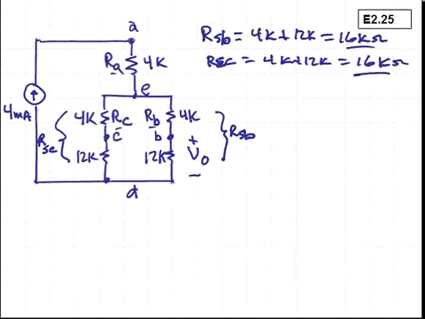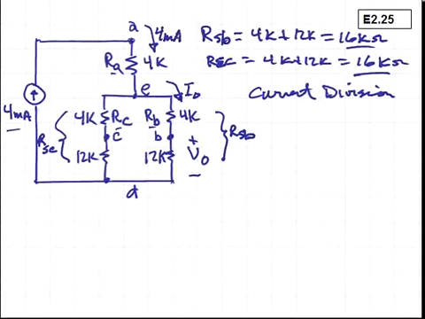Now we'll consider the process of current division. Recall that we're trying to determine the voltage V sub O or VBD in this circuit. And if we could determine the current flowing down through there, we'll name it I sub O, we could use Ohm's law to predict the voltage V sub O. We have a current source of 4 milliamps, so we have 4 milliamps flowing down from node A to node E, and then that current will divide in these two parallel branches.